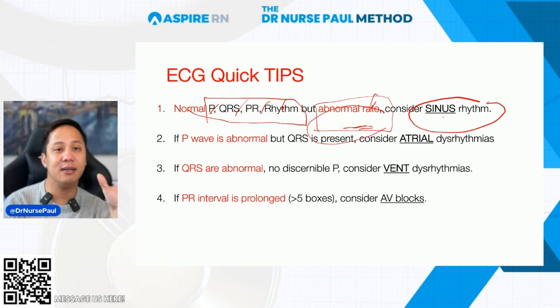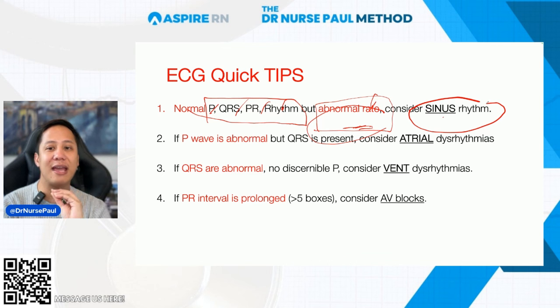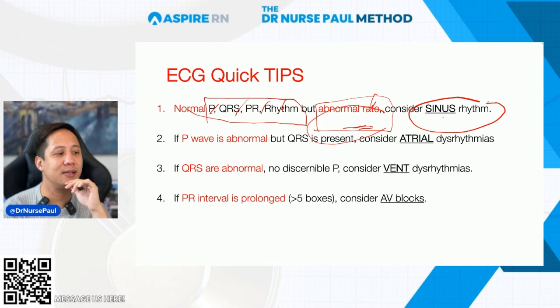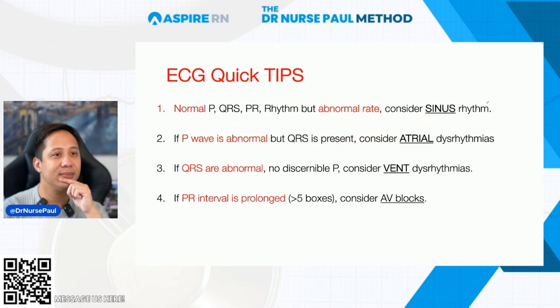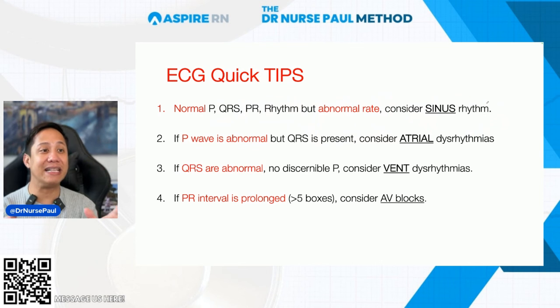You got it? That's easy. Again, what is the only thing abnormal in a sinus dysrhythmia? It's right there on the screen. In a sinus abnormality, what is abnormal? P, QRS, PR, rhythm, or rate? Only the rate. Is it clear? If everything else is normal and only the rate is abnormal, that's a sinus problem.